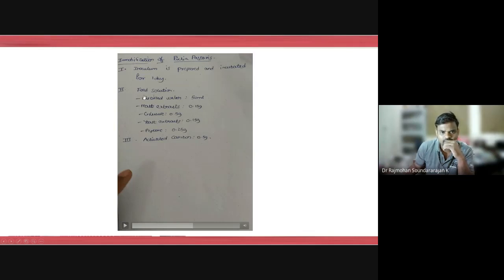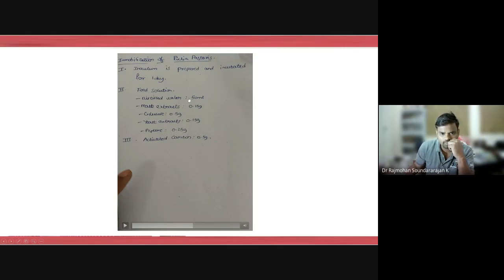So then we have feed solution. It's like a mixture of all these in a particular solution. What we call is broth solution, right? So we take a particular broth, meaning including product, it is called broth solution in a bioreactor.